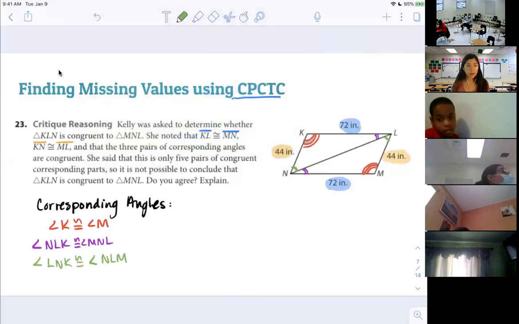So we have 3 pairs of corresponding angles. Does that make a little more sense now? Yeah, Tyrone was right from the start. All right, so we have 3 pairs of corresponding angles. What about corresponding sides?